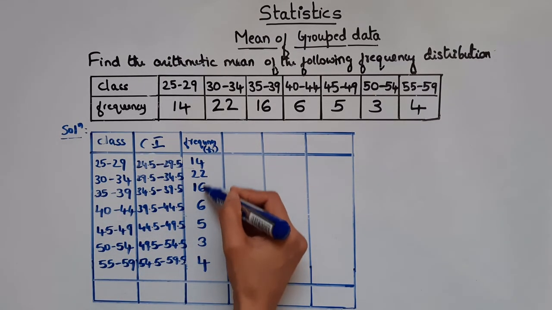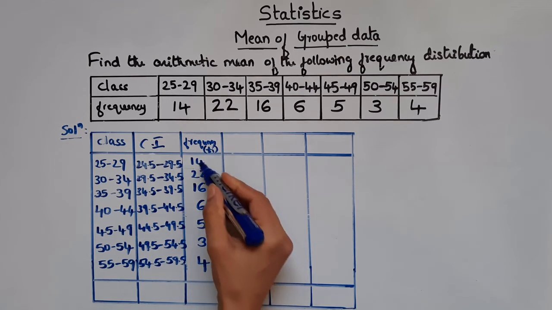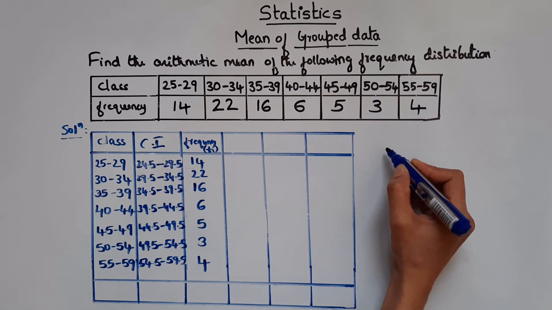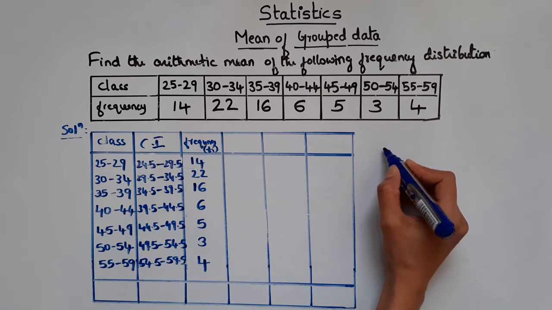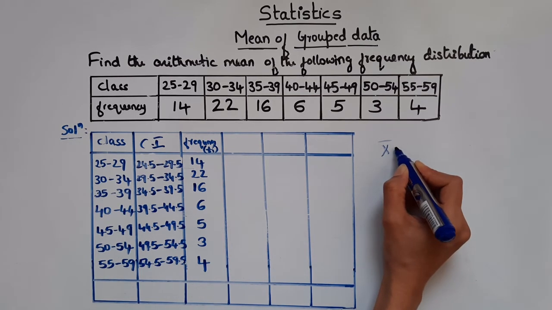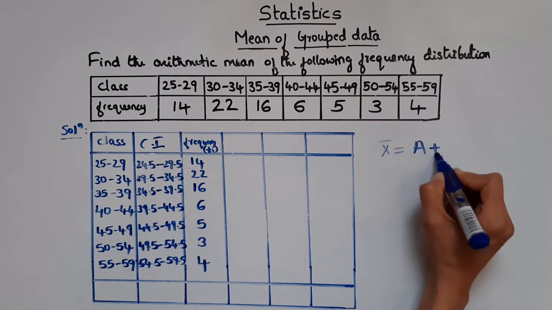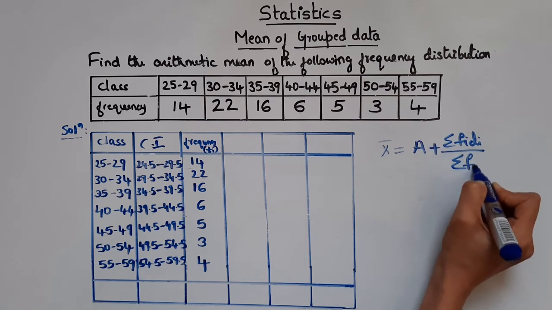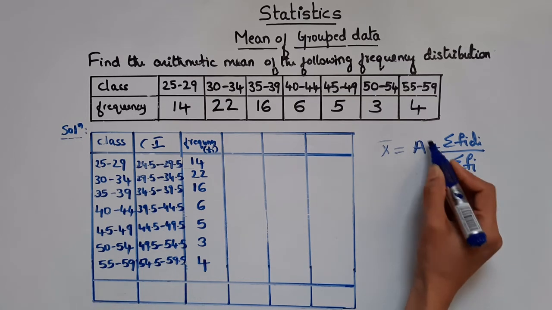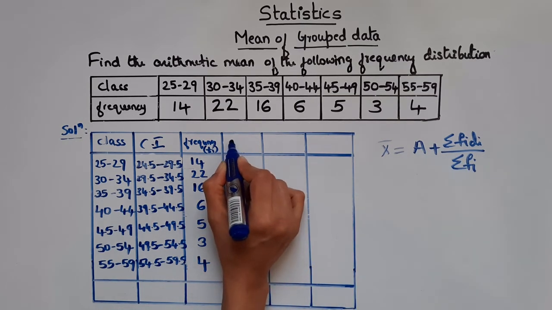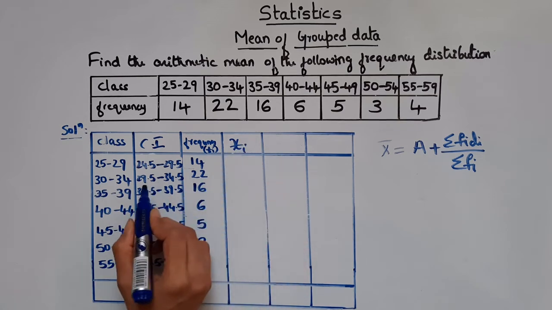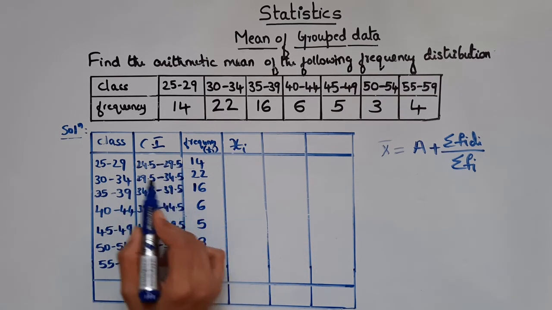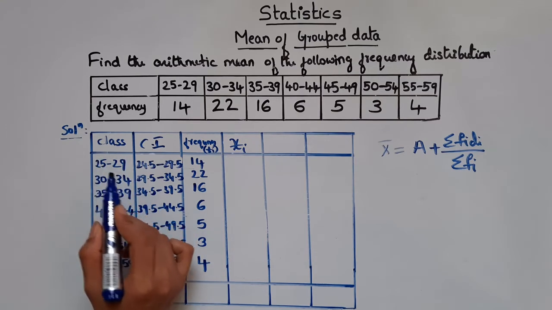Here if you see the frequencies, we have bigger numbers. So let's go for the assumed mean method in order to find the mean. In the assumed mean method, the mean is found by using the formula A plus sigma fi di by sigma fi. In order to find A, we want the class mark, that is xi. So xi will be lower class limit plus upper class limit by 2.